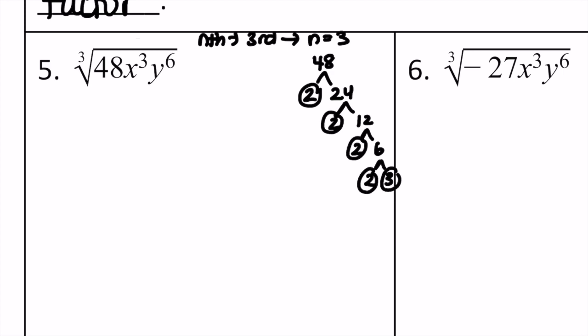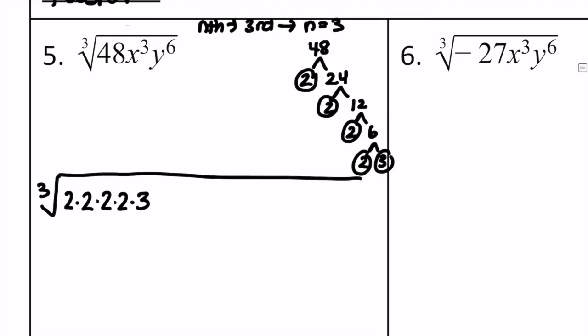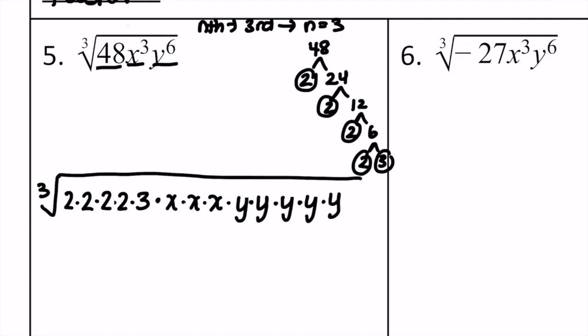So I'm going to rewrite what's inside here as the cubed root of, I have 2 times 2 times 2 times 2 times 3 for my 48. And then for the x's, I have 3 x's being multiplied together, 1, 2, 3. And for my y's, I have 6 y's being multiplied together, 1, 2, 3, 4, 5, 6.